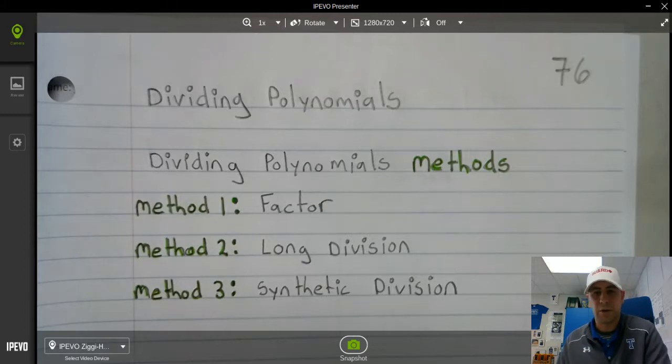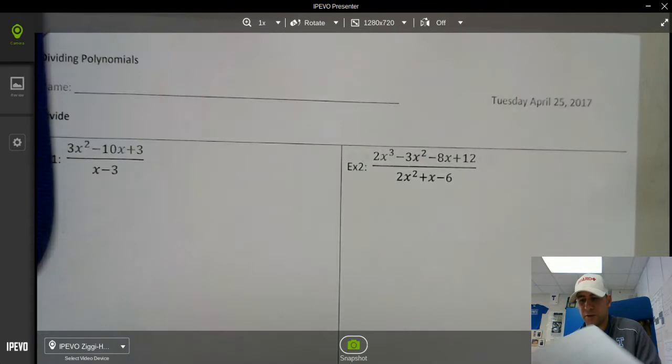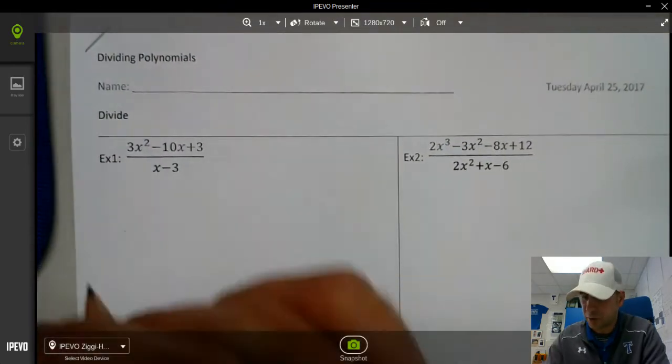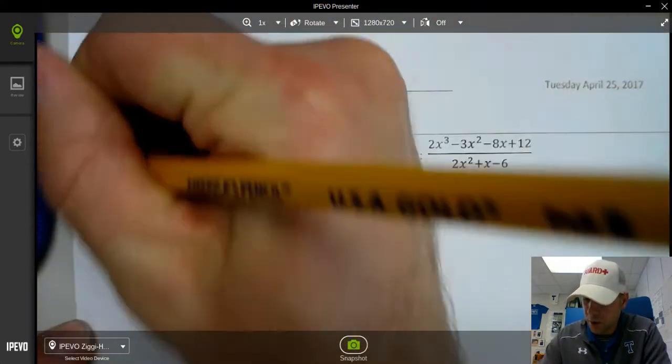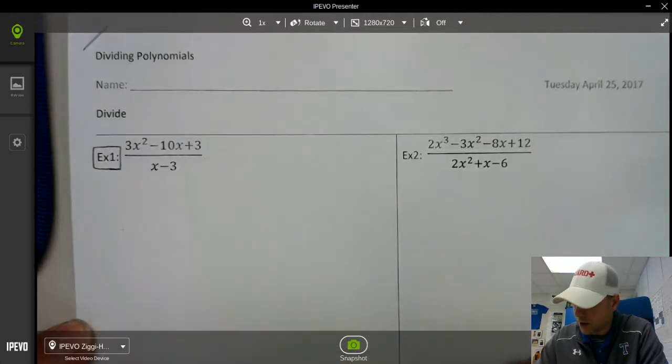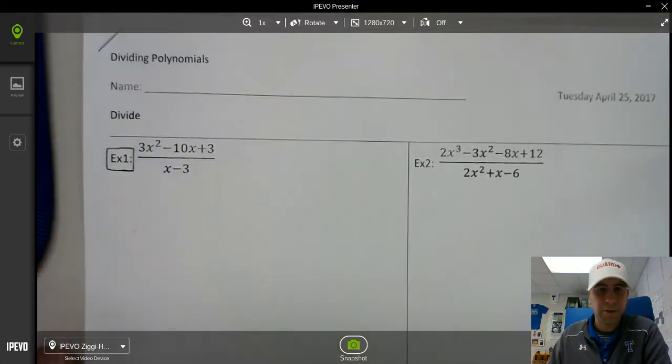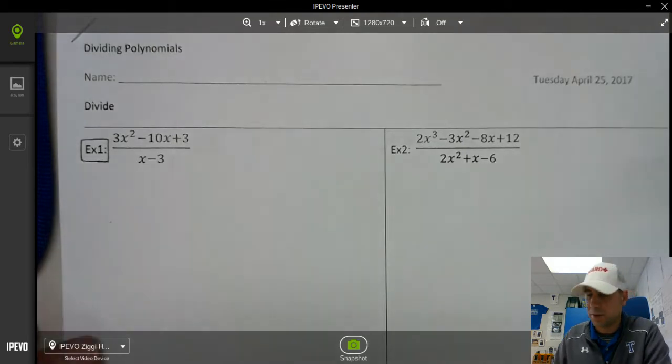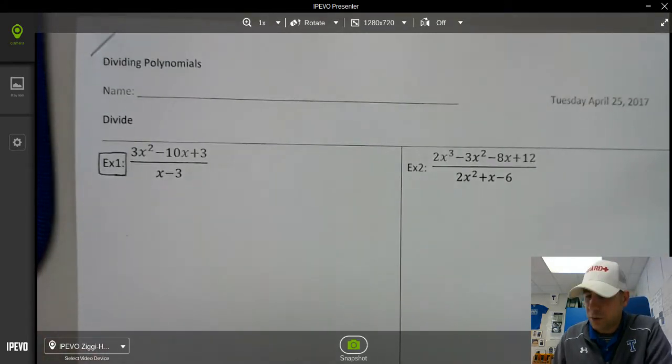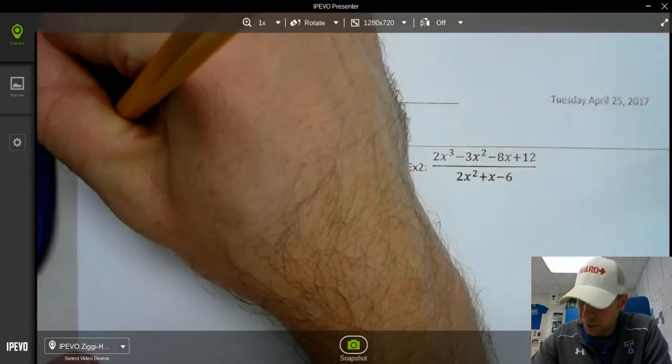All right, now that your notes are updated, let's take a look at our examples. We're going to look at example 1, 3, and 4. Now, because there's three methods, I figured I'd do three examples, one for each method. So example number 1, okay, we're going to factor.